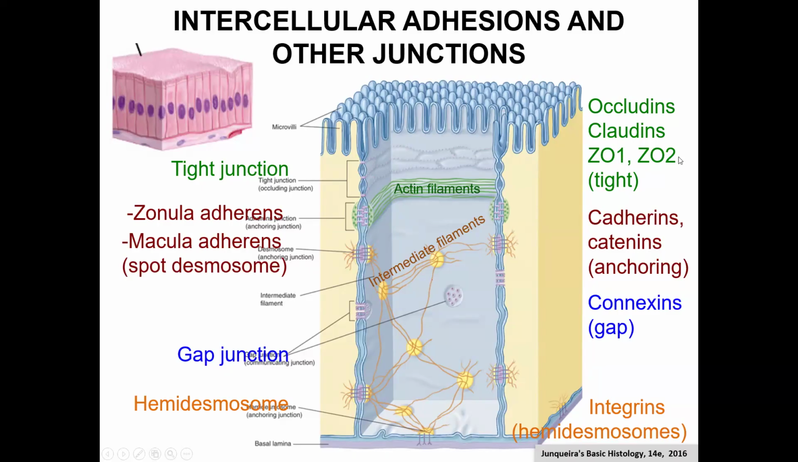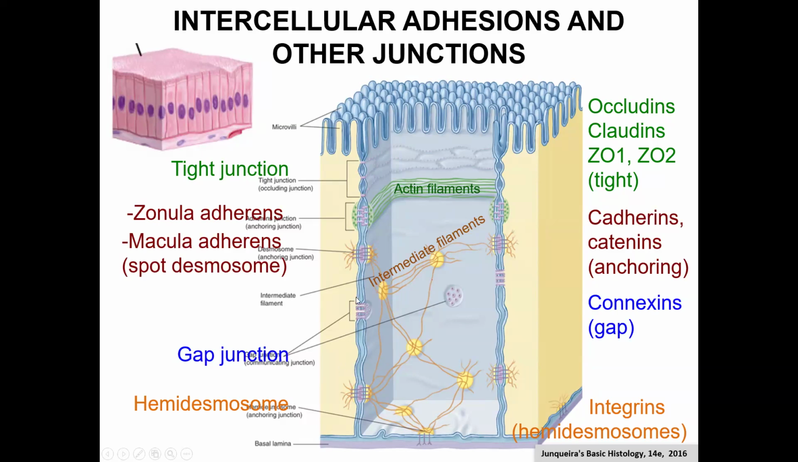Those are ZO-1, ZO-2 and ZO-3, and there are also at least two types of occludins. Occludin 1, the first to be discovered, and occludin 2, that was discovered more recently, still quite some time ago. The researcher who discovered that occludin 2 is here in this room right now. It's not me, however.